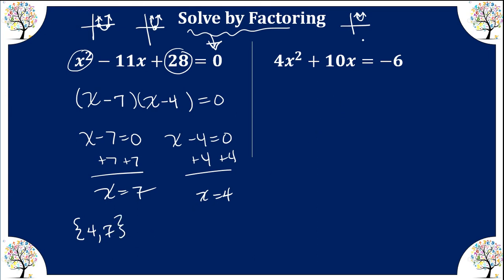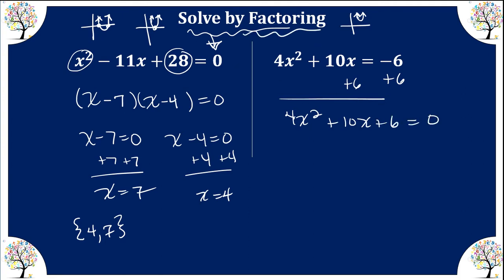Our second example, we can see that this equation is not set equal to 0. So we're going to add the 6 so that we have 4x squared plus 10x plus 6 equals 0. Now we can get started by factoring. We do have a GCF of 2, so we're going to factor out the GCF 2, and then we're left with 2x squared plus 5x plus 3 equals 0.